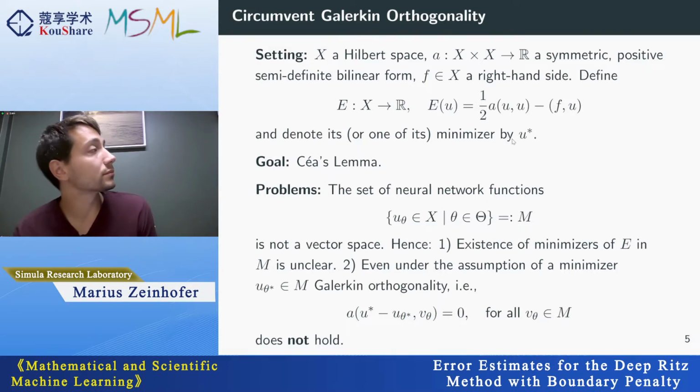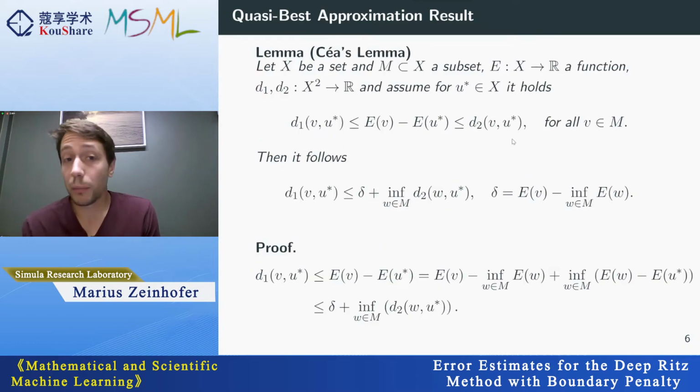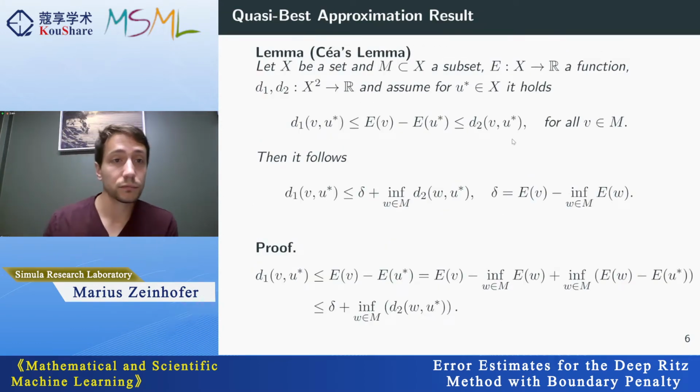But we can do something else. And actually, you can think of X and M and E as before, as quadratic energies, but for this slide and for this lemma, X could be a set and M could be any subset and E could be just some function.